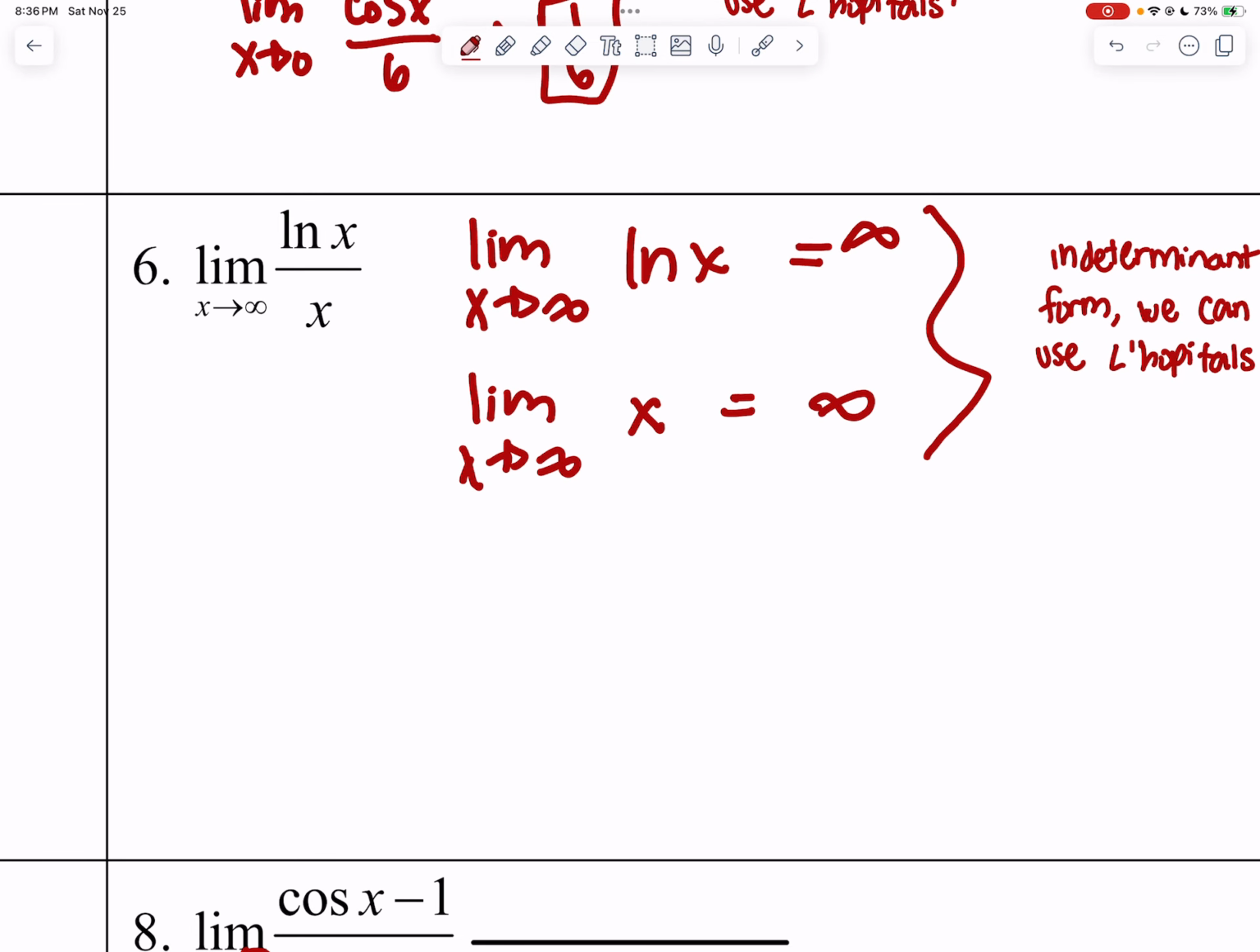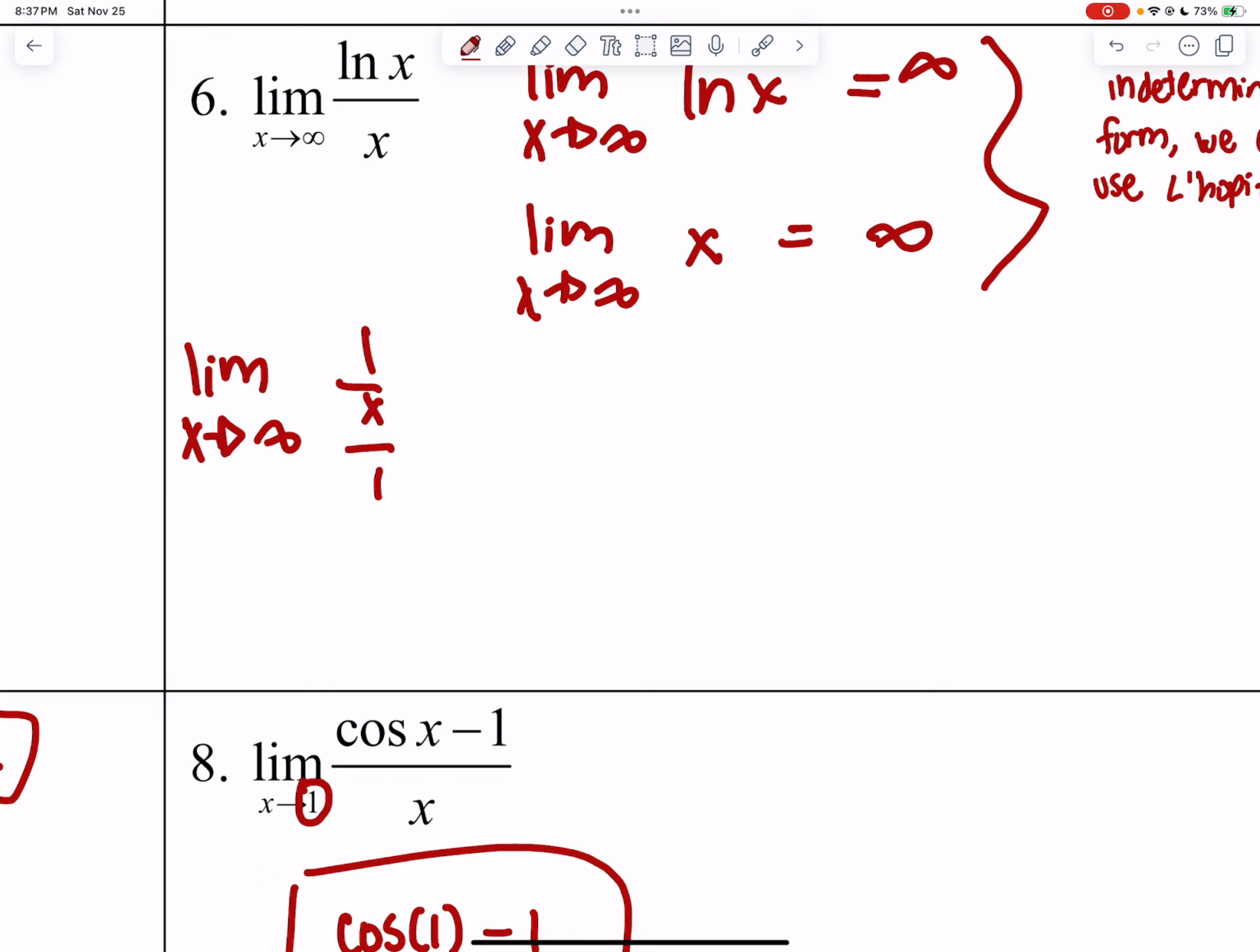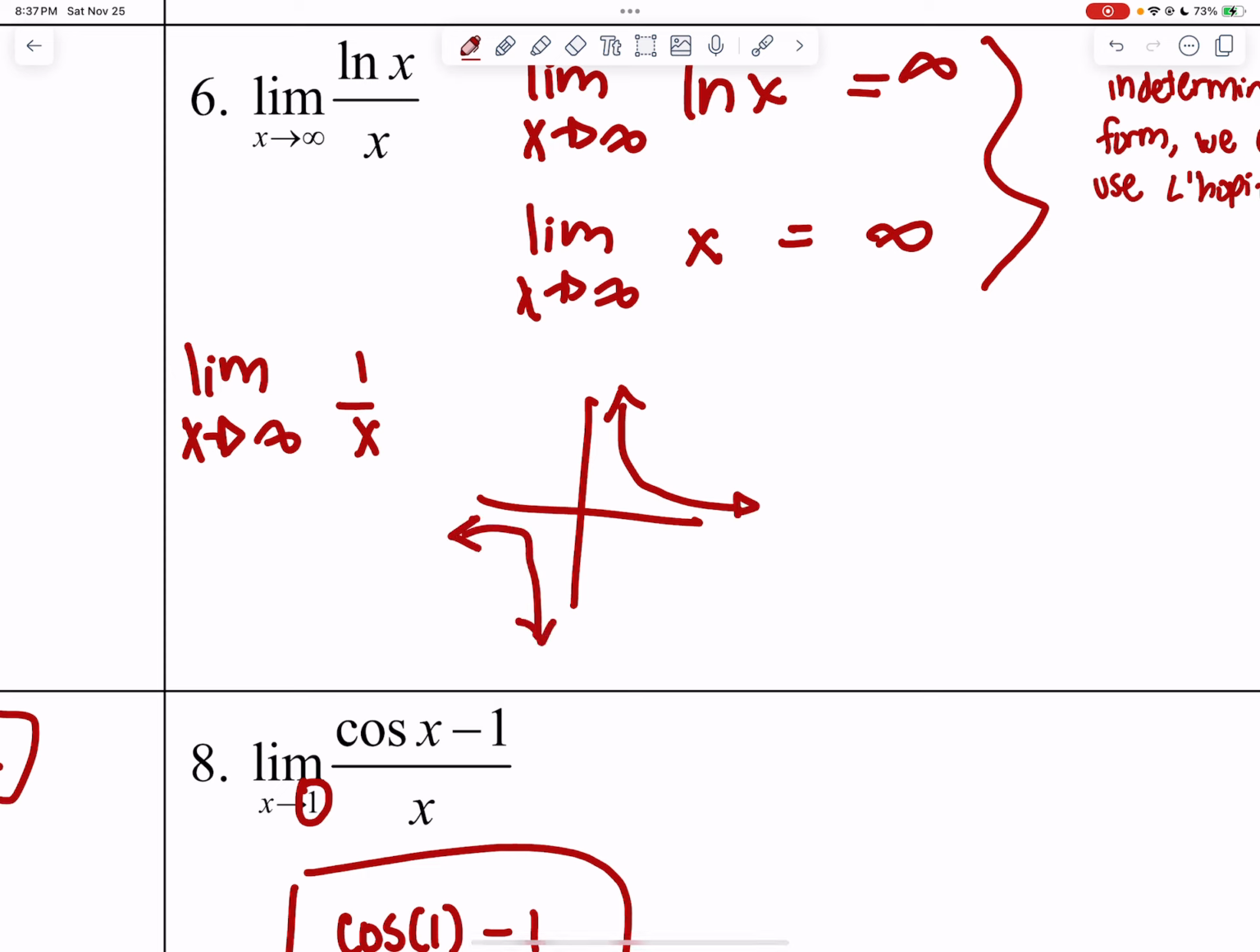All right, so once we use L'Hopital's, we have 1 over x over 1. So this is essentially going to be the limit as x approaches infinity of 1 over x. Now, this is the part where we have to use common sense and our logical thinking skills on what 1 over x looks like. So this is like your math 3 stuff. As I approach positive infinity, your limit is going to approach 0. So this thing right here is going to be 0.